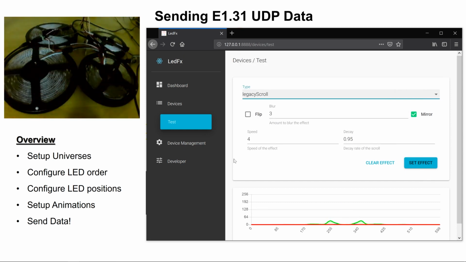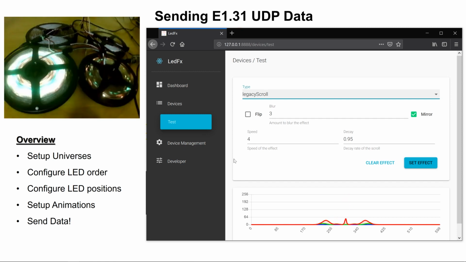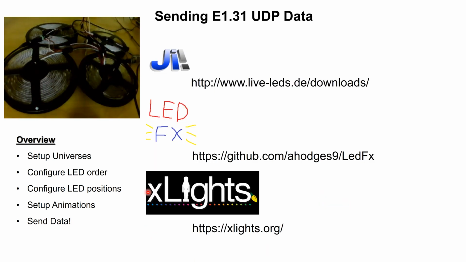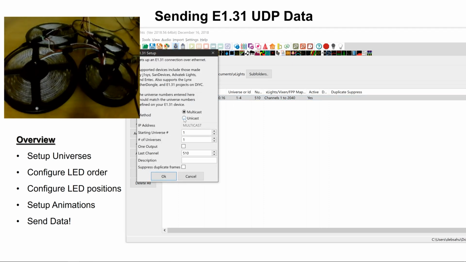Here, what I'm trying to show is there are different ways of sending this particular UDP data to your ESP8266. Let's try the third method. In the third method, we're going to use xLights. Here is a website for that, and the community there is fantastic. In xLights, you first start with setup. In setup, you just say add E1.31 over here. Click on unicast, even though we are sending multicast.